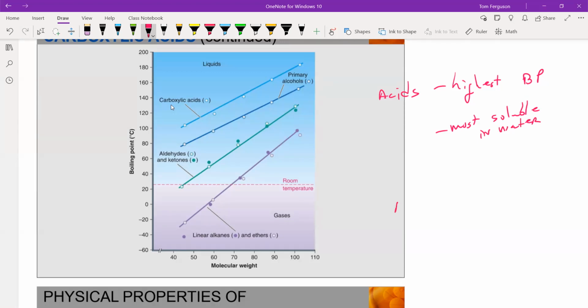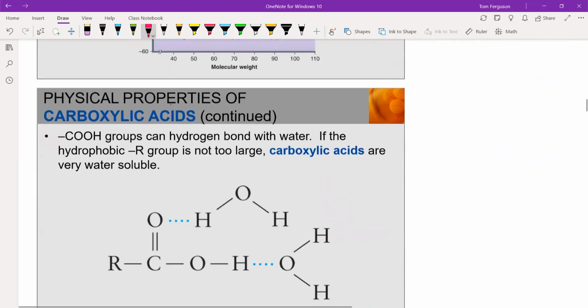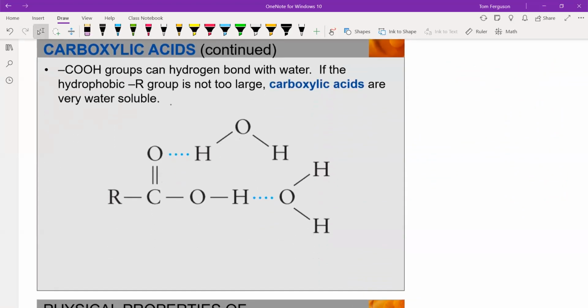In water. And alkanes are the lowest boiling point and the least soluble in water. And then everything else is in between. Okay, because acids are very polar. They hydrogen bond nicely with water.